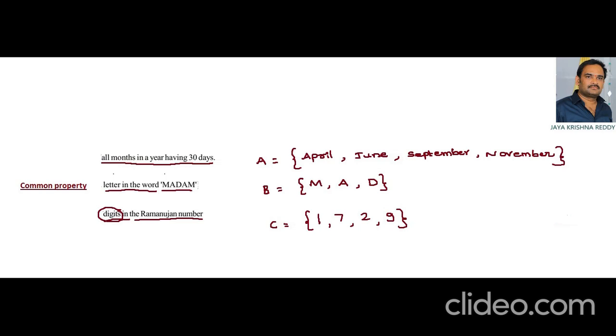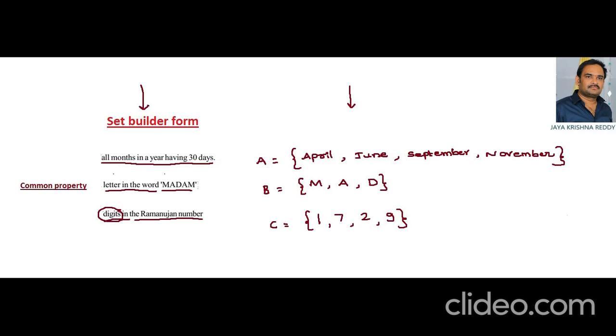1729. So if we observe here, on the left hand side we have written the common property of the sets. On the right hand side we have written the elements of the sets. On the left side we have written only the common property, but here we have not mentioned the elements. On the right hand side we have listed the elements of the sets.